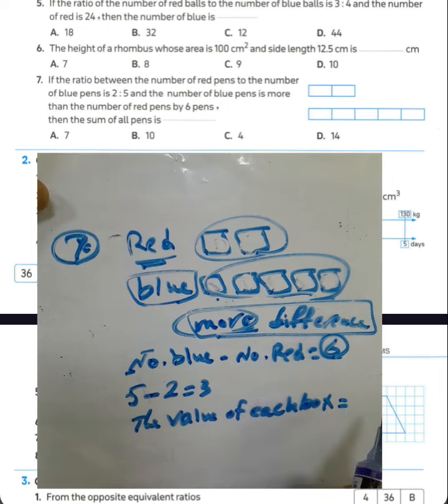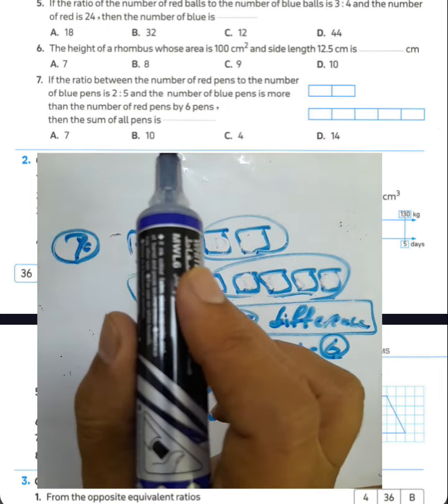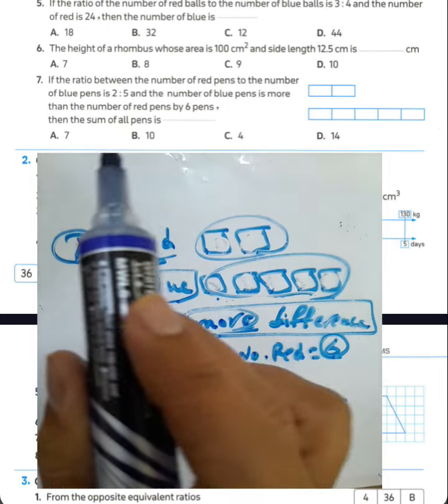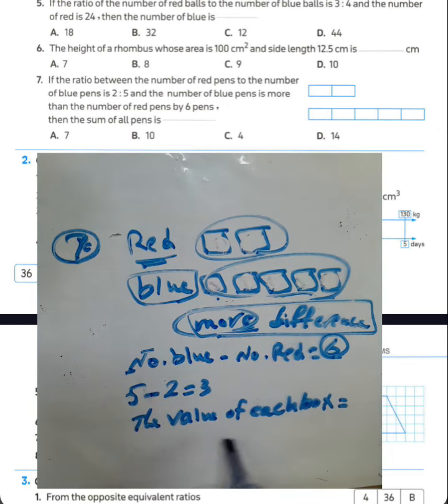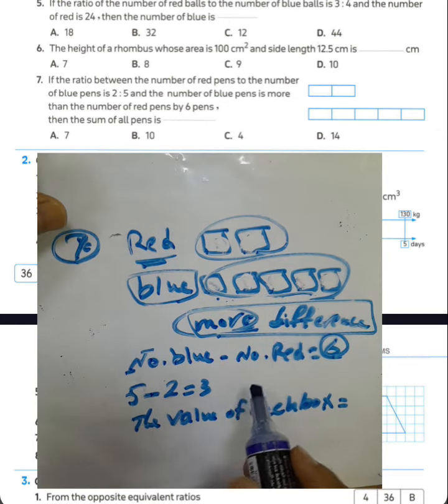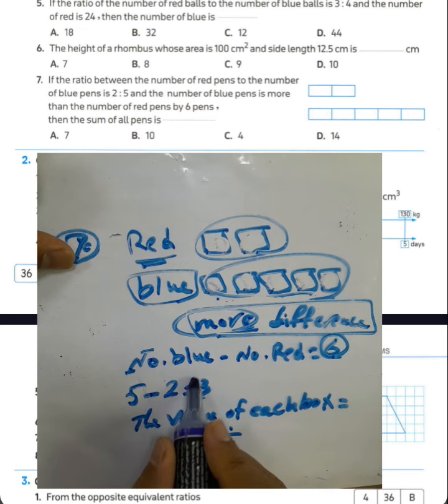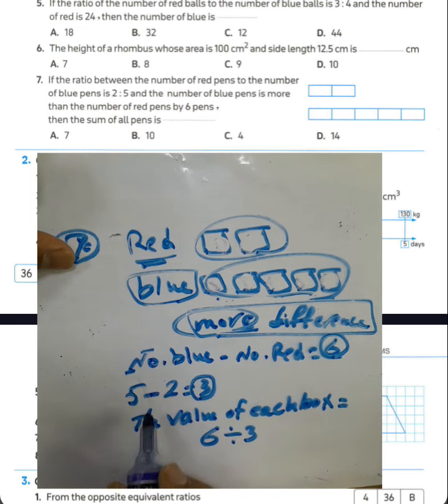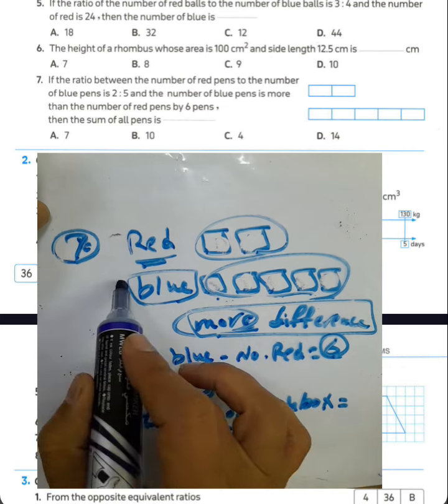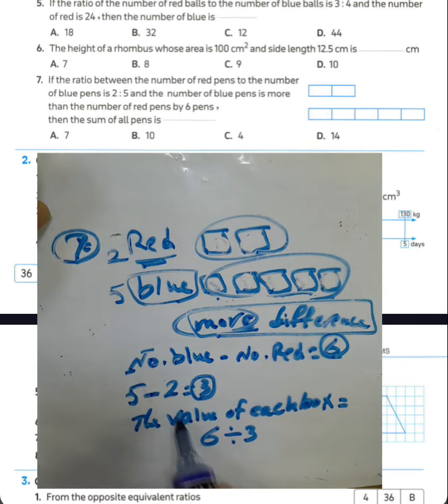He tells us in the example, look here, the number of blue beans is more than the number of red beans by 6. Then the difference between them equals 6. You can write 6 divided by 3. Why? Because the difference between 5 and 2 is the ratio. 5 minus 2 equals 3, then 6 divided by 3 equals 2.